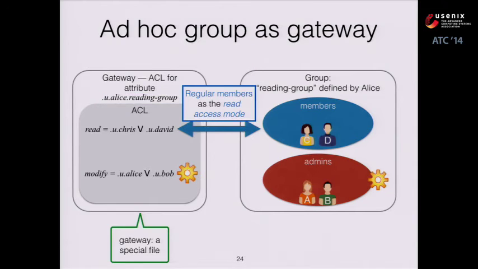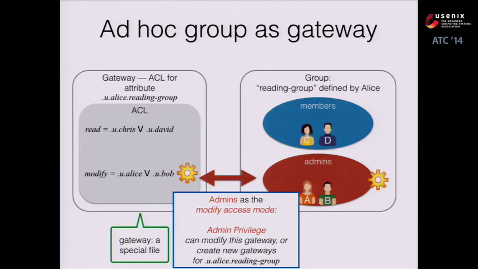Then you can view the gateway as an ACL of this attribute, which has 2 access modes, read and modify. The read access mode can be used to specify the regular members of this group, while the modify access mode can specify the admins of this group, which allows the process to have admin privilege over this attribute, which means the process can modify this gateway or create new gateways for the same attribute.